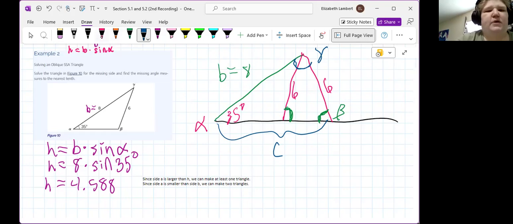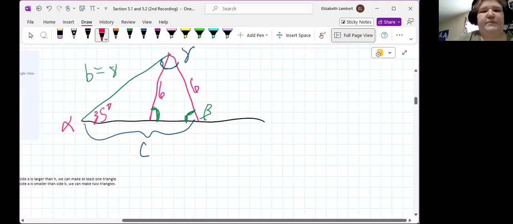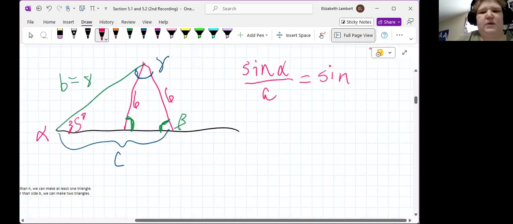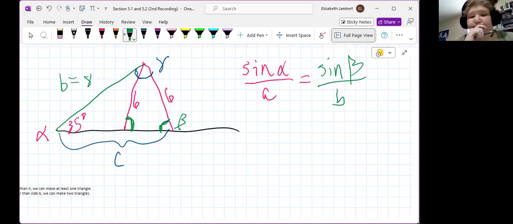All right, so let's set it up. I've got 35 degrees and 6 is my given pair of corresponding side and angle. And I have b equals 8. So we're going to do alphas and betas, a's and b's. So the sine of alpha over a is the same as the sine of beta over b.